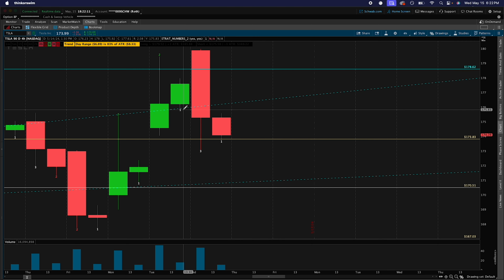But pretty straightforward. Today was a really clean day for Tesla. As soon as it triggered that 3 down, it just went straight to targets. If you want to use Strat targets, you could use either the body or the wick as your targets. I have these fib levels here as extra targets. So I would have trimmed here, take some profit there, and then take some more profit there.